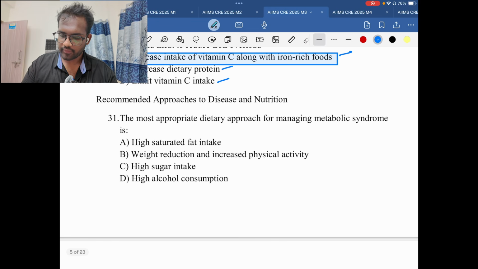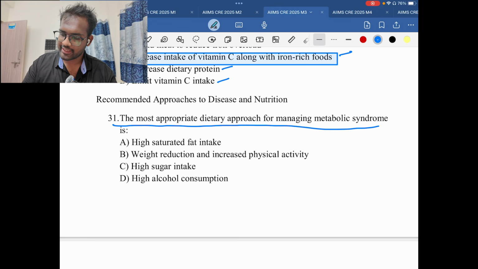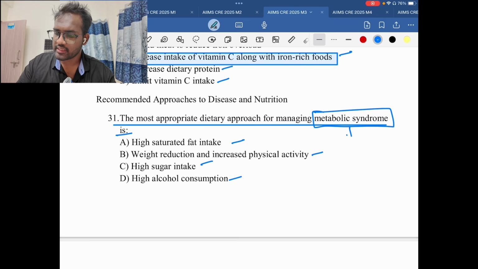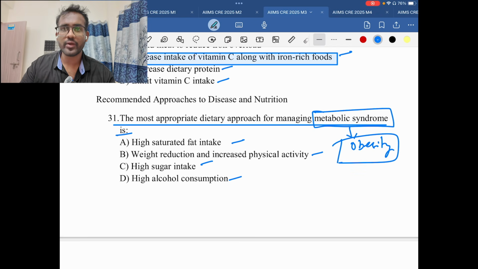Question number 31. The most appropriate dietary approach for managing metabolic syndrome is: high saturated fat intake, weight reduction and increased physical activity, high sugar intake, or high alcohol consumption. Always remember, if there is the word metabolic syndrome, it is related to obesity. Okay, always related to obesity.